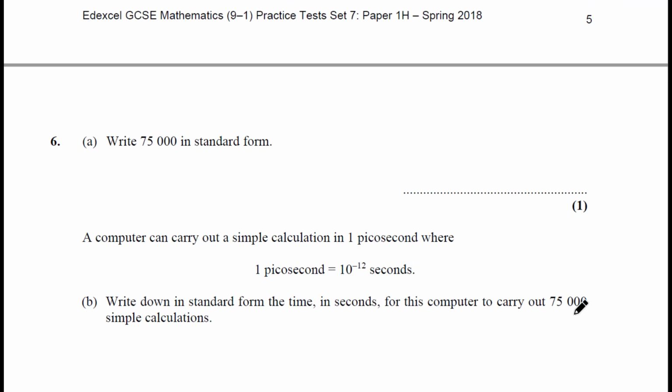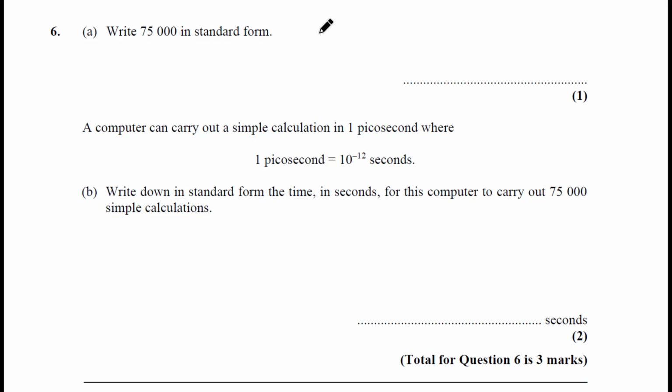Let's go down to question 6. Remember, standard form is a number between 1 and 10 times 10 to the power of a number. So this has to be 7.5. And that answer will be 7.5. If you're not sure, let's put the decimal point here and times by 10. 1, 2, 3, 4. So that's times 10 to the power 4.